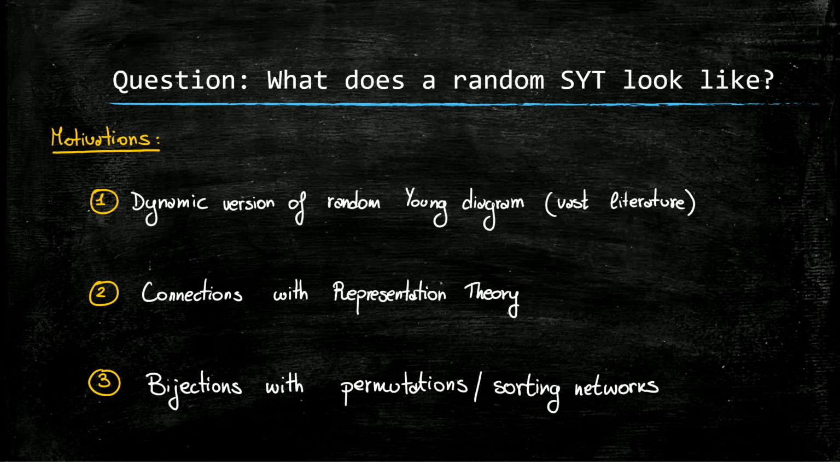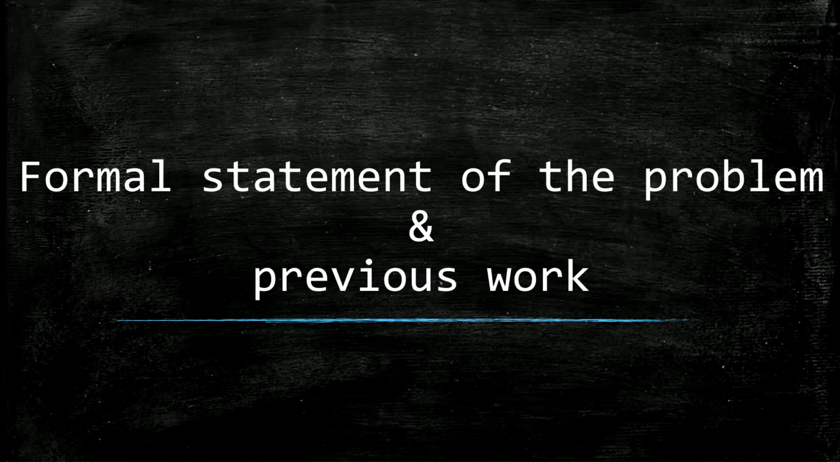These are orthogonal motivations. We started the project mainly motivated by the last one, but there are different settings where these objects appear. Any questions so far?